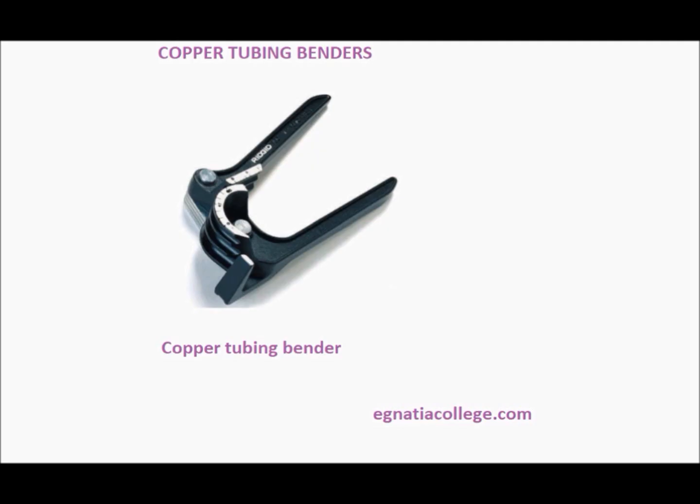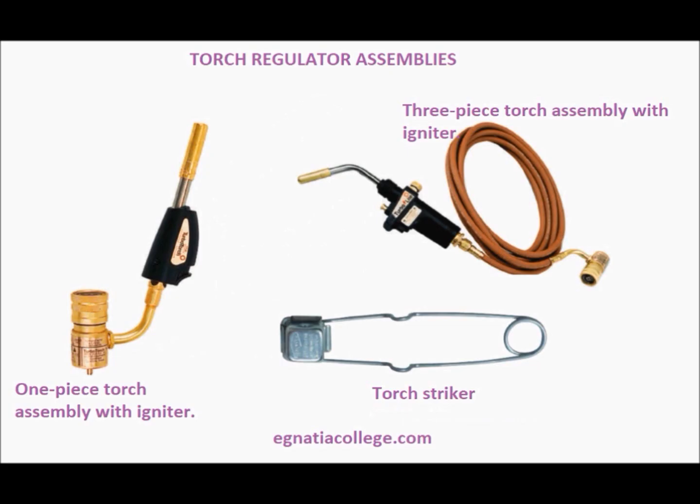Torch regulator assemblies. The most common method of connecting copper pipes is a welding process known as soldering. A typical torch assembly consists of a regulator that controls the amount of flammable gas to be ignited and a torch tip with an orifice designed specifically for the type of gas and torch assembly.